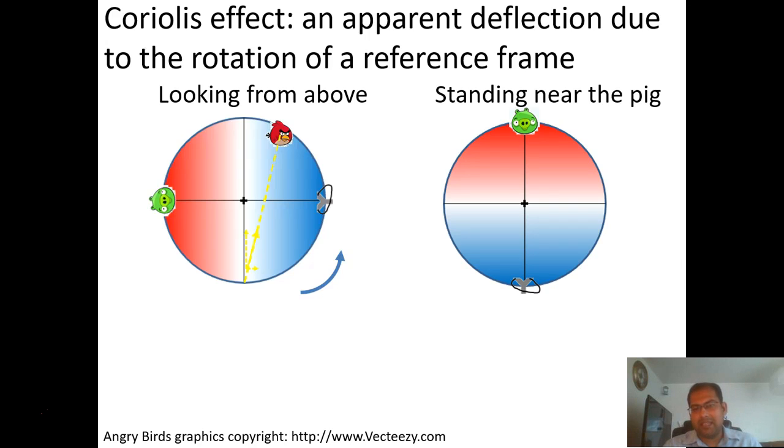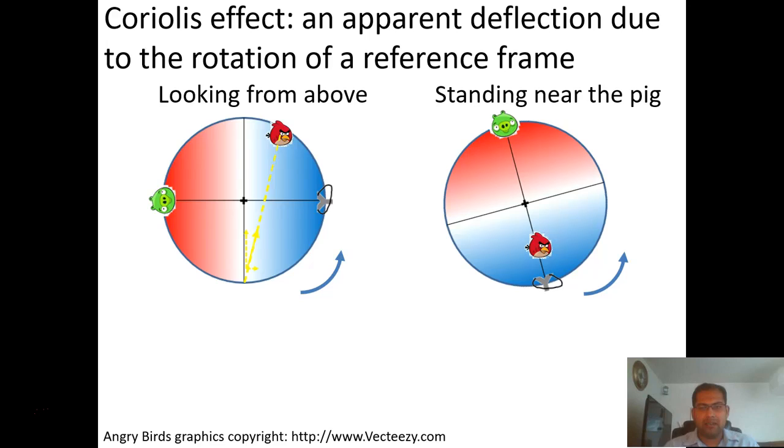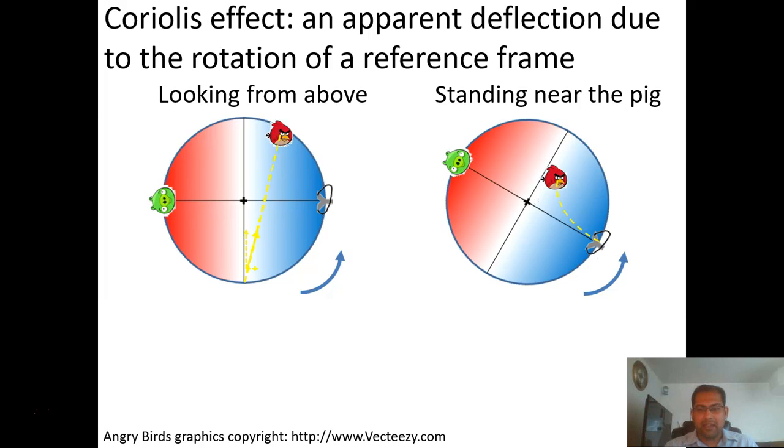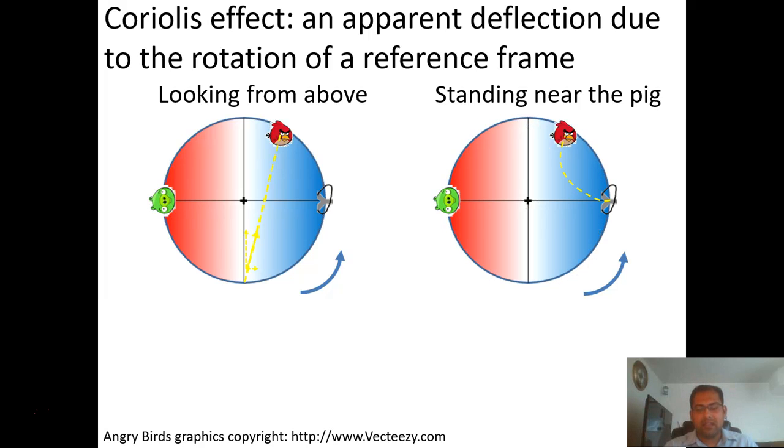Okay, let's repeat this experiment, but now standing next to the pig. Everything is as before. Your friend fires the bird, it moves in a straight line towards the pig. Now after a while, let's say the earth rotates a little bit. Does it continue to move in a straight line? Oh, this straight line is different from the previous straight line. So what must have happened is that the bird must have actually curved a little to its right or a little to our left relative to our rotating reference frame. We see this again and again throughout its trajectory.